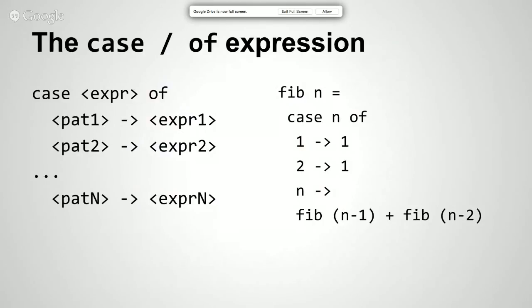So we have the case of expression. Case, expr of, and then a bunch of pattern arrow exprs, which represent alternative branches, depending on which pattern the expr up top matches. So on the right, we have fib n, where it's essentially functioning like a switch statement in C. If it sees 1, returns 1. If it sees 2, returns 1. If it sees anything else, it returns fib n minus 1 plus fib n minus 2.